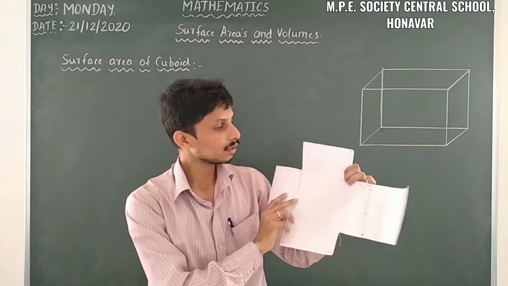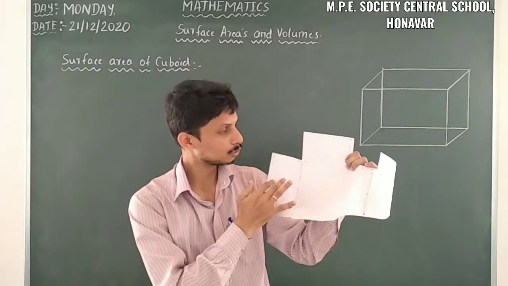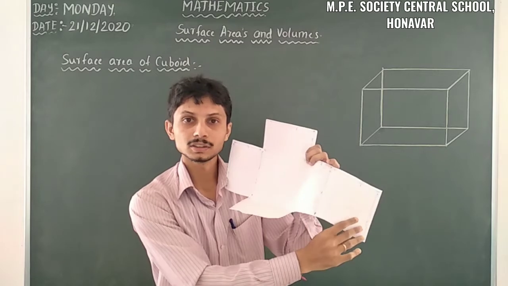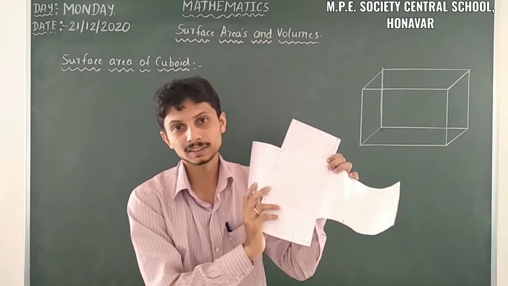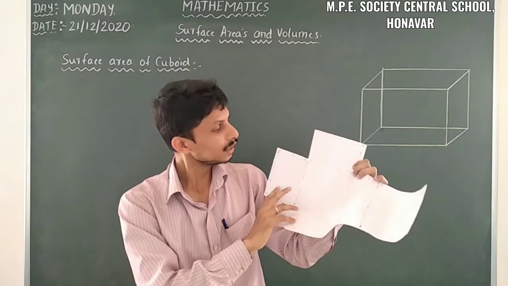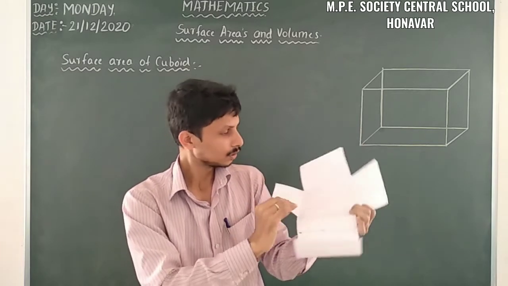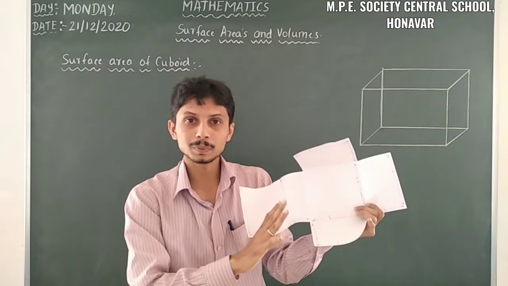Here just observe, there are 6 faces: 1, 2, 3, 4, 5, 6. So we can divide this whole cuboid into 6 faces, or 6 rectangles. Here just observe, we can divide these 6 faces.